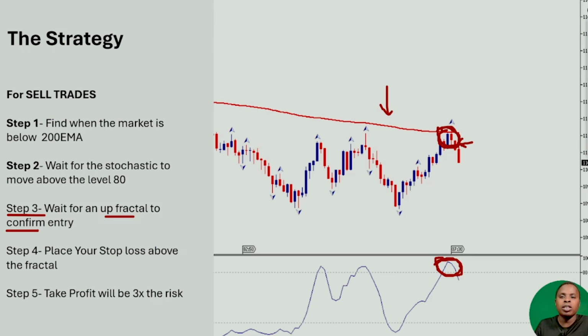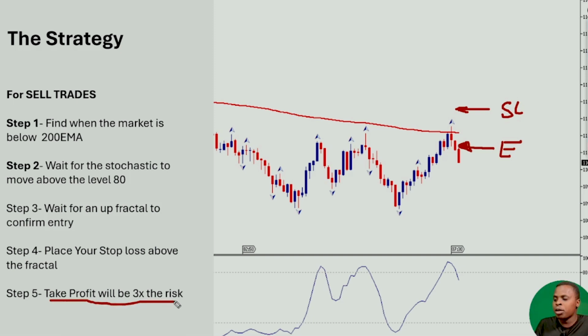Now, before you place your trades, you also want to know when to exit this trade. So step number four is place your stop loss above the fractal. You enter here. This is a little bit late, so let's just say we entered right here. We got in this trade as it was playing out. This is where your entry is, and this is where your stop loss needs to be. So this is entry, this is your stop loss, and then take profit will be at least three times the risk.